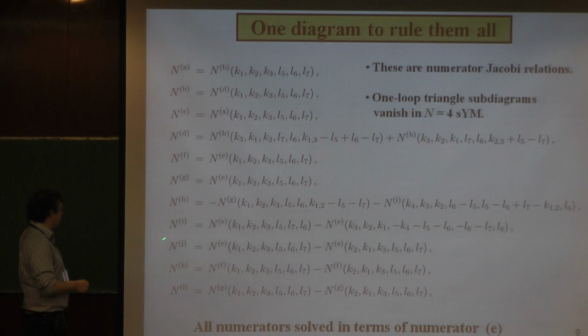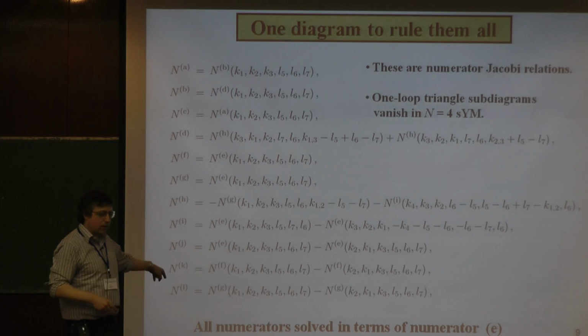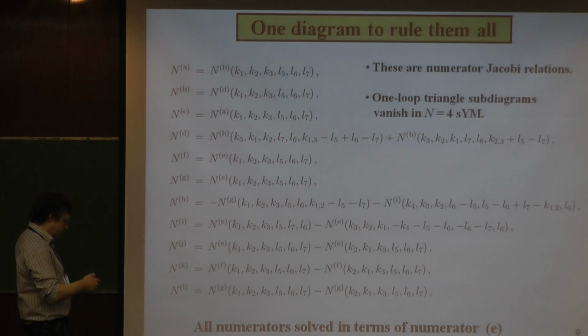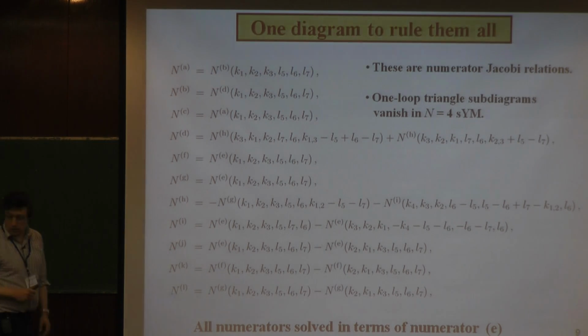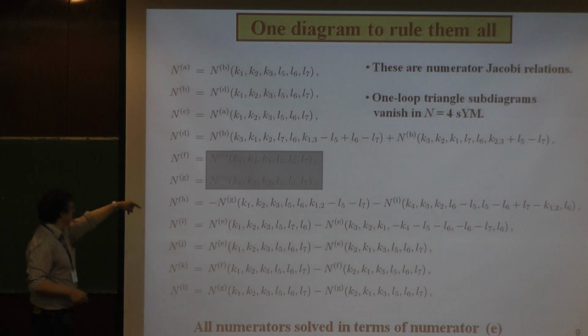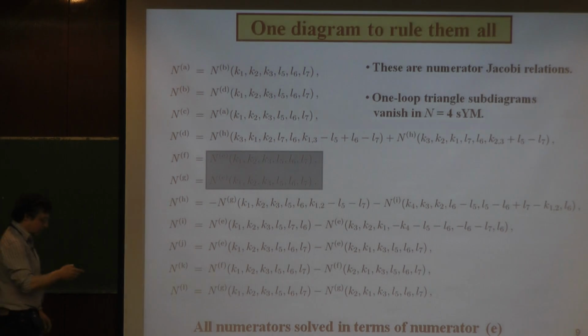I look at, let's say, diagram J. Diagram J is in terms of diagram E. K is in terms of F. So then I look at F. F is in terms of E, and so on and so forth. So this set of equations determines the entire amplitude in terms of the one master, right there. Diagram E is the master. Everything is determined in terms of that.